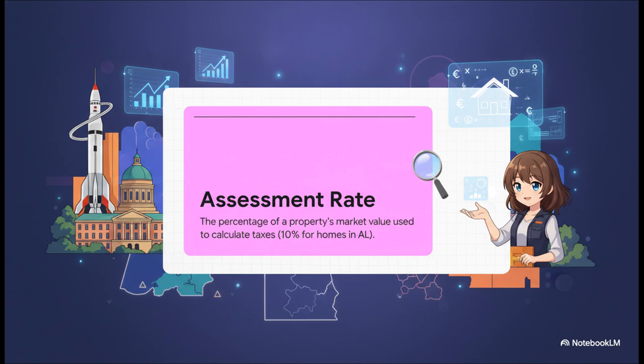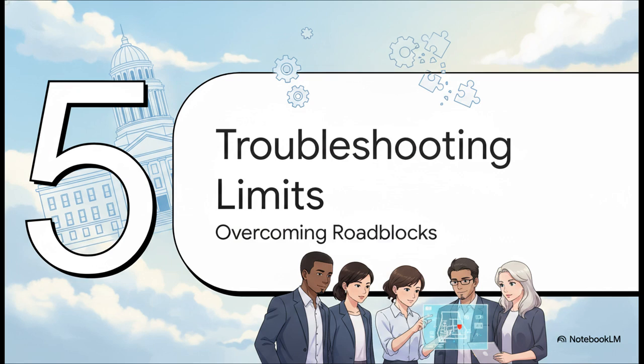To put that into perspective, if the tax assessor decides a home's market value is $300,000, the assessed value they actually use for taxes is only $30,000. You then multiply that $30,000 by the local millage rate, which changes depending on if you're in the city of Huntsville, Madison, or an unincorporated area, and that's how you figure out the annual property tax. Pretty neat, right? All right, let's look at Section 5, Troubleshooting and System Limits, Overcoming Roadblocks.